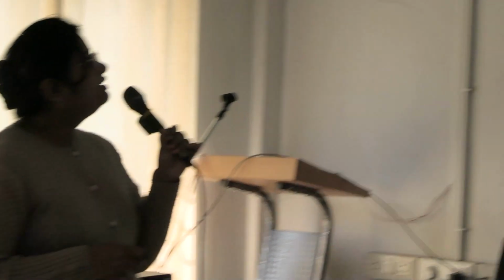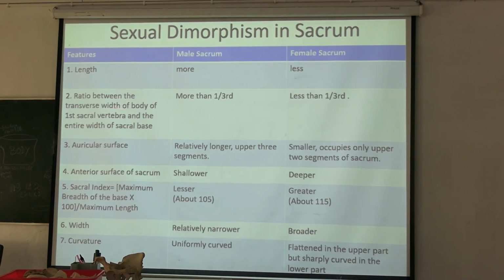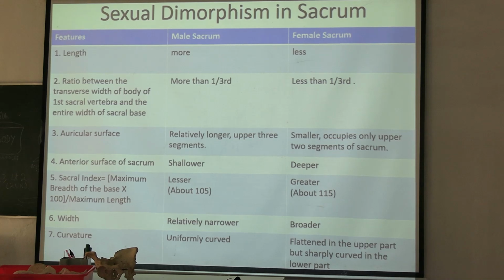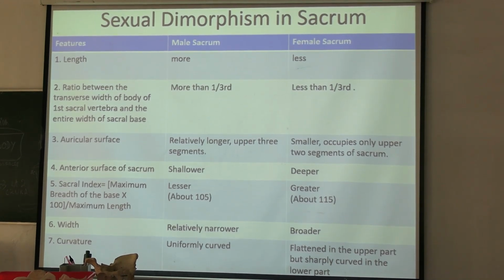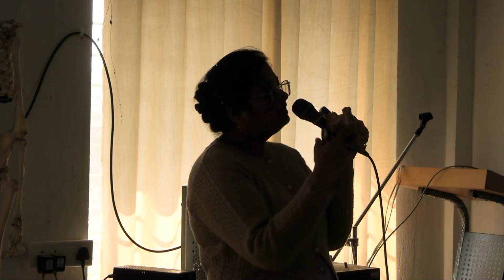So, length. Male sacrum length is more, in female length is less. Next, the ratio between the transverse width of the body of the first sacral vertebra and the entire width of the sacral base. You can see this is the width of the body and this is the entire width of the base. This ratio is more than 1/3 in case of male. That means the body of the first sacral vertebra is wider. That's why the ratio is more than 1/3 in male, and less than 1/3 in case of female.